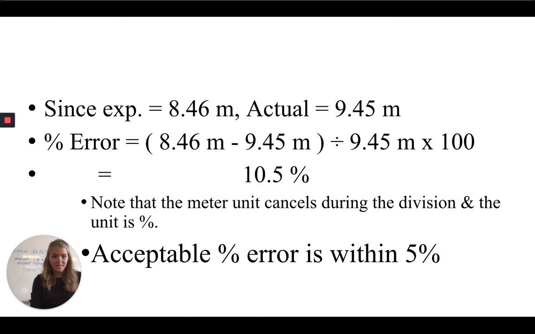Yes, 10.5%. So note that the meters is going to cancel, leaving us with a percentage since we're multiplying it by 100, so we're getting a percent. An acceptable percent error is within 5%. So this wouldn't be acceptable. We would want to redo this experiment because there's too much error involved. Lucky you won't be getting graded on your percent error in class. General chemistry students, you generally will not calculate this too often, but you do need to know how to do it.